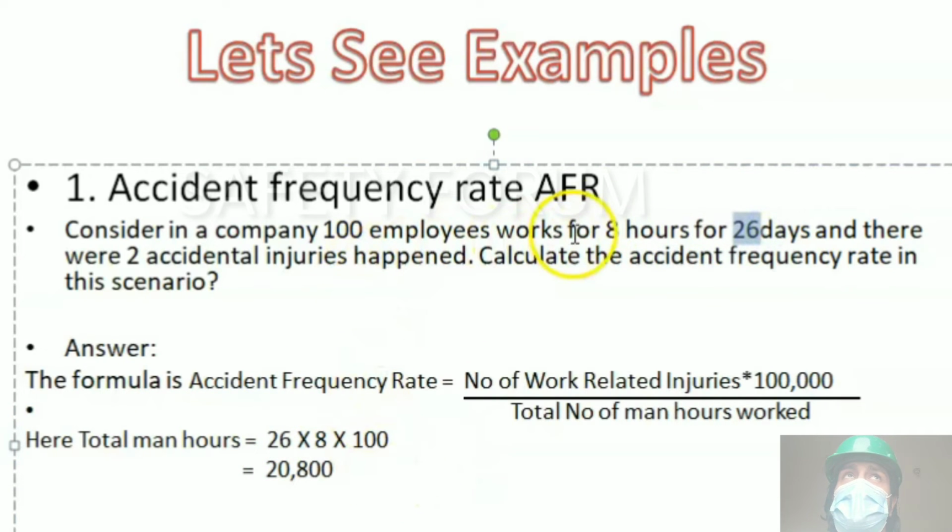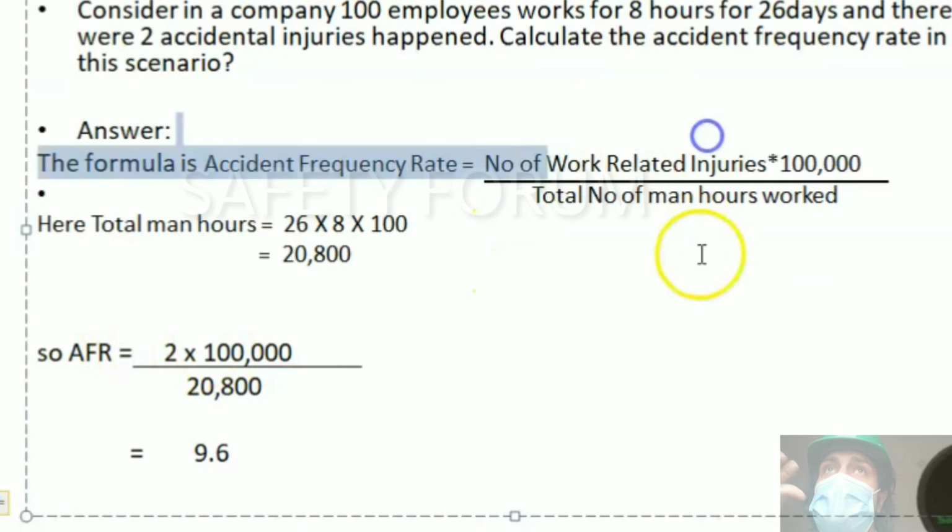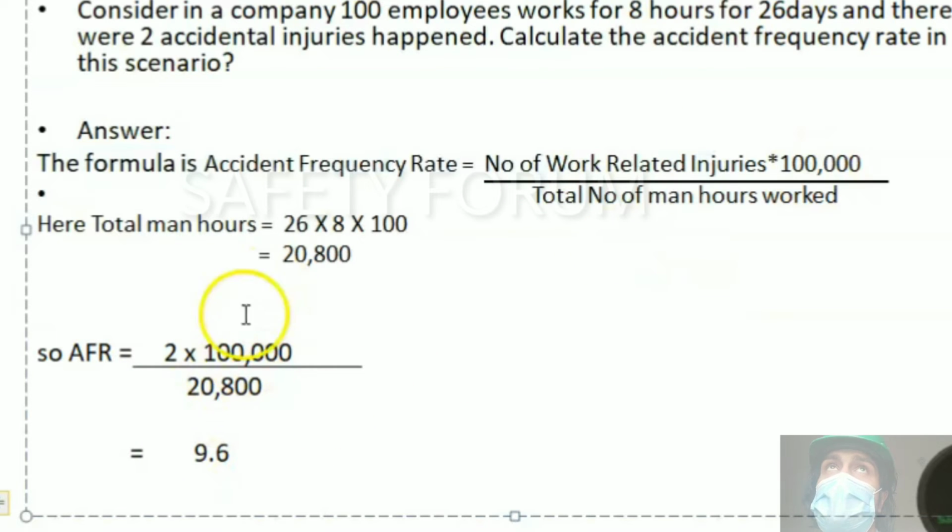26 multiplied by the working hours 8, and how many employees work, so it is 100. So when you multiply, you will get this figure 20,800. Now you have to put this figure into the main formula. So AFR, which is accident frequency rate, will be calculated as number of work related injuries multiplied by the factor.